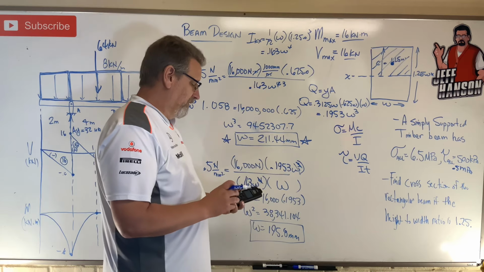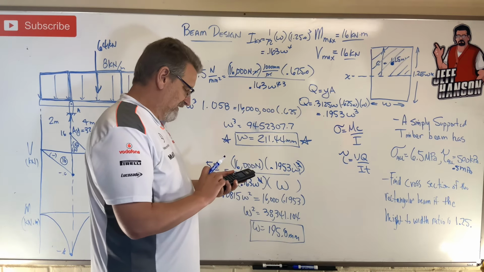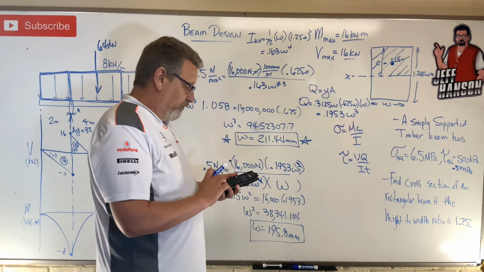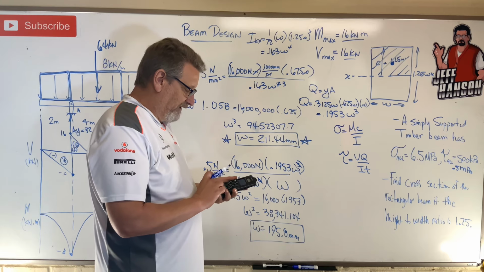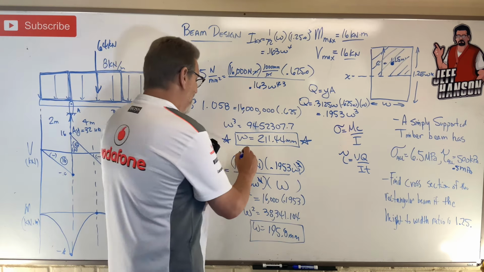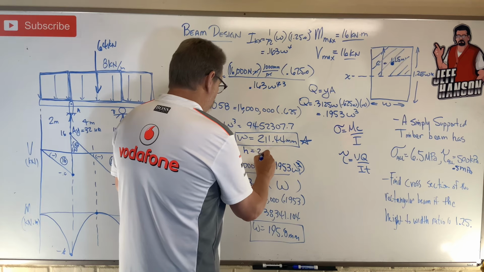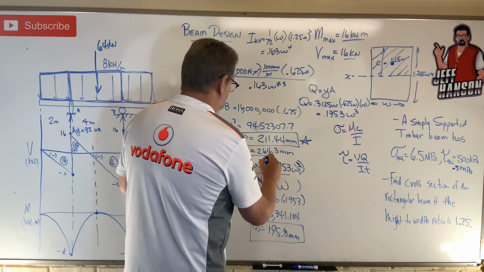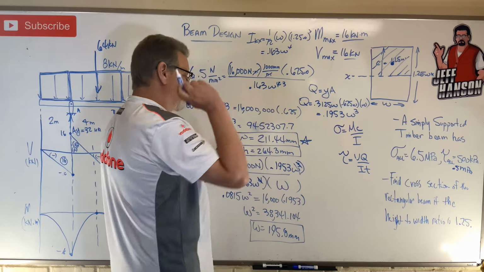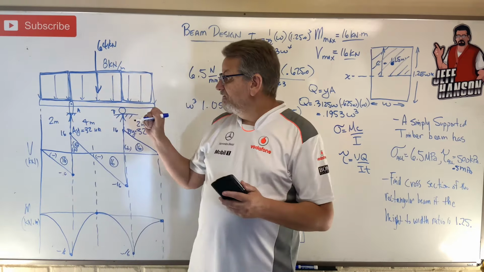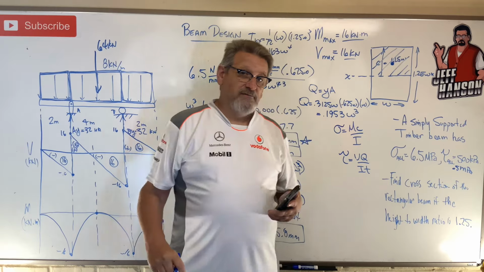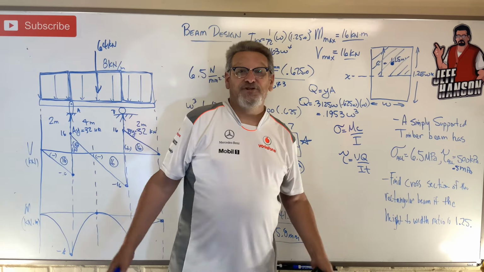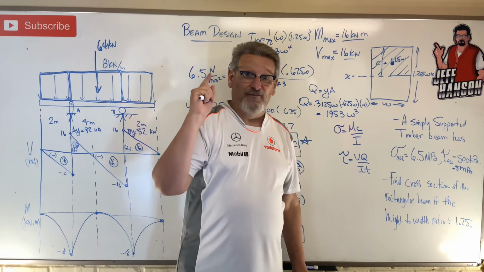Sigma's in control. And the height, well, that's easy, isn't it? 211.44 times 1.25 equals, so the height is going to be 264.3 mm. And that's how big that beam needs to be to carry that load. Well, how did y'all come up with that? Our engineer told us that's what we needed, and that's good enough, isn't it?